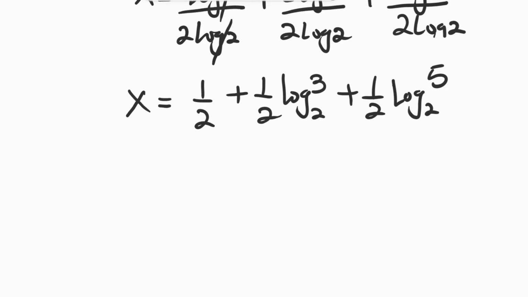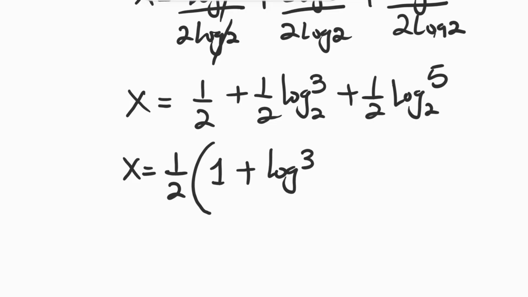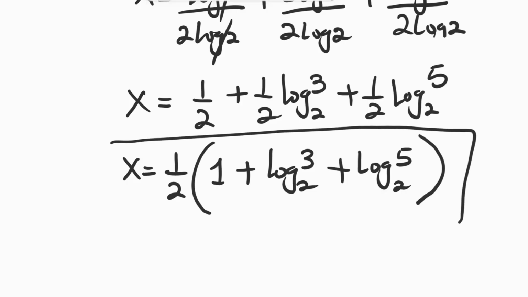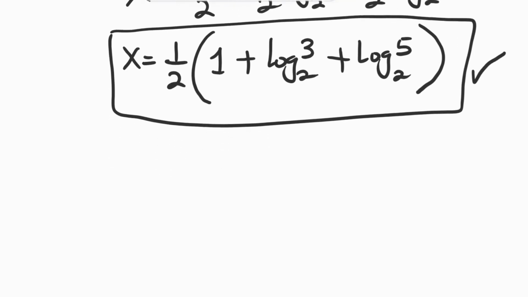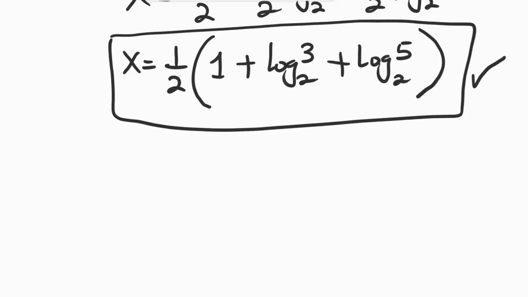So now we have a common number that we can factor out. We can factor out half, and therefore what we have becomes half into bracket 1 plus log 3 base 2 plus log 5 base 2. This is our final answer for x in its most simplified form. Now, we're not going to end here. We're going to have to verify this answer to make sure it is correct.